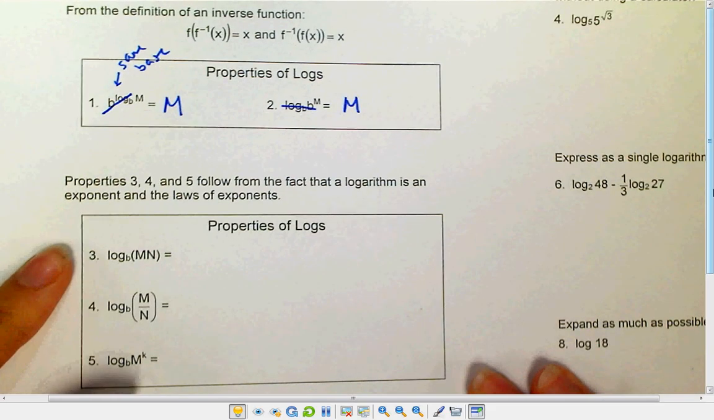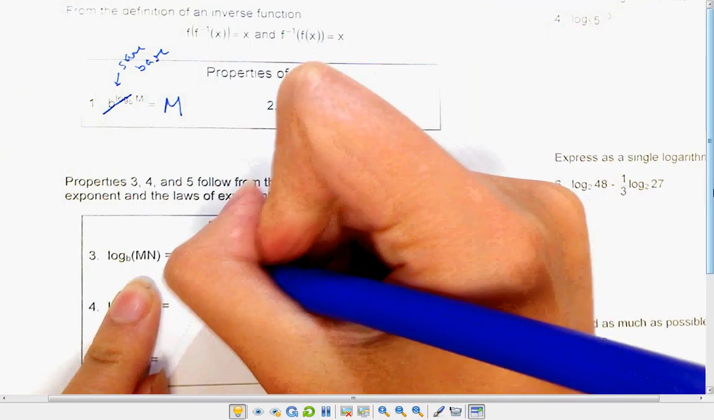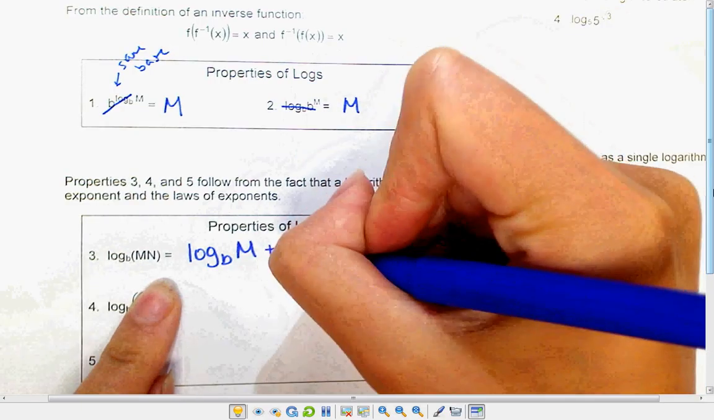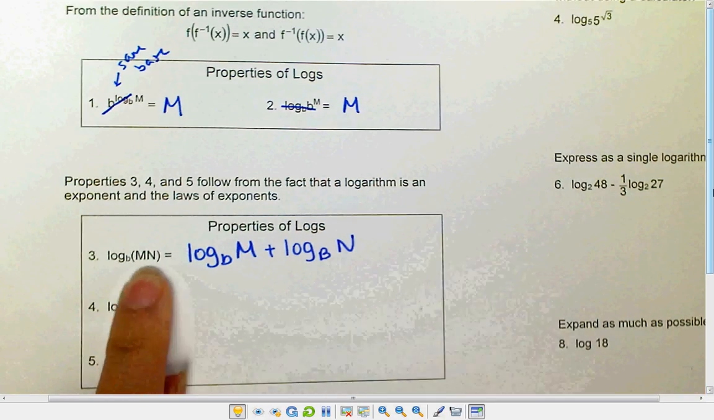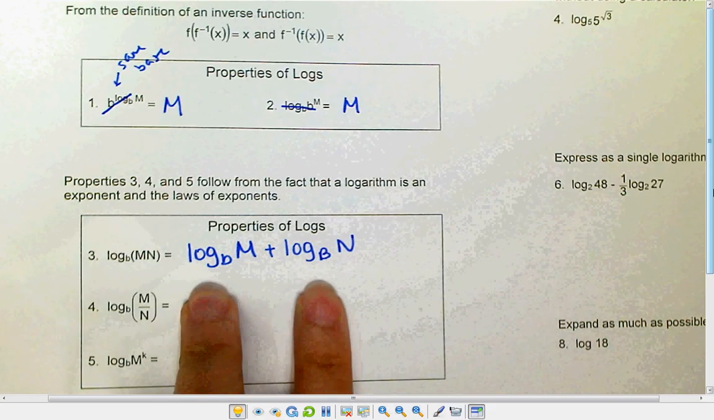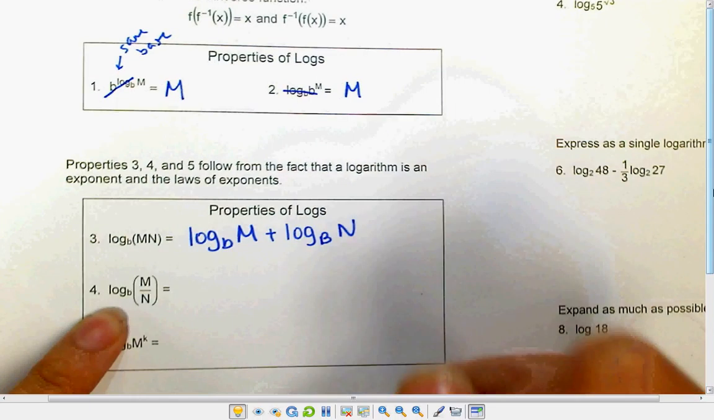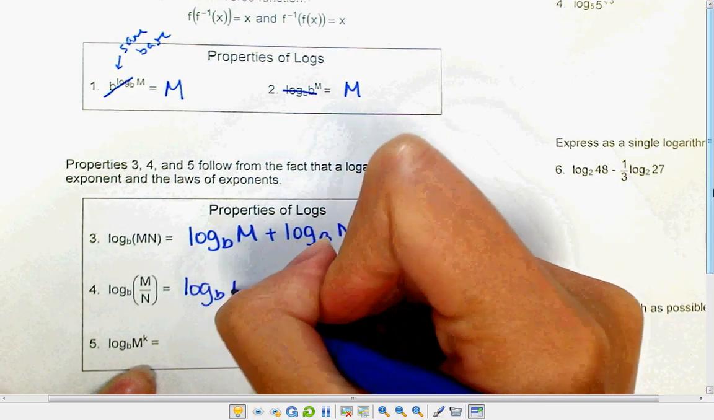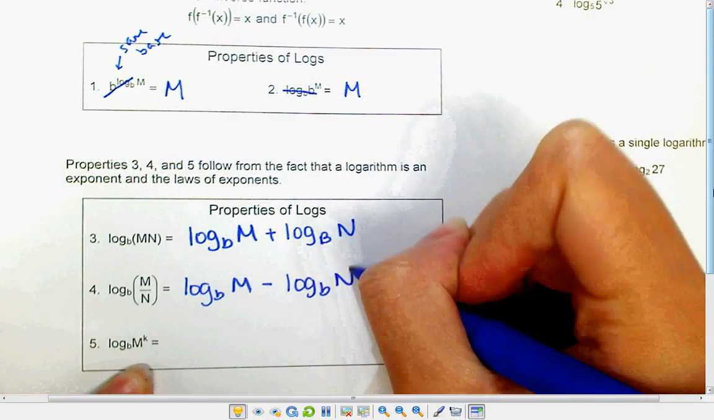So just like with our exponents, when we have log of something that's being multiplied, we can separate this into two separate logs that are being added together. So with our division, if we're taking log of something that's being divided, we can again separate them, but now instead of being added, they're being subtracted.